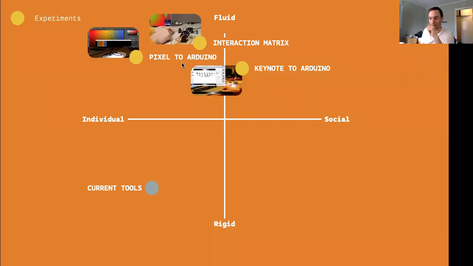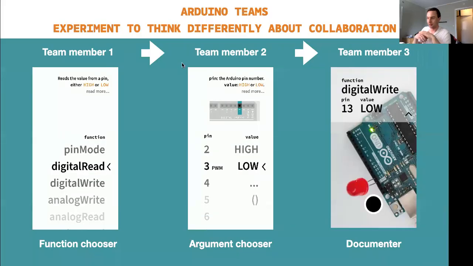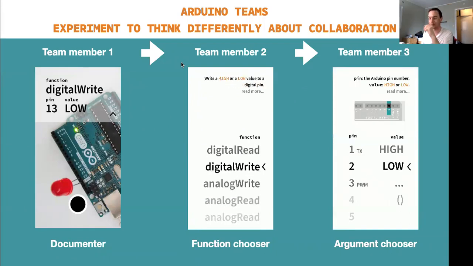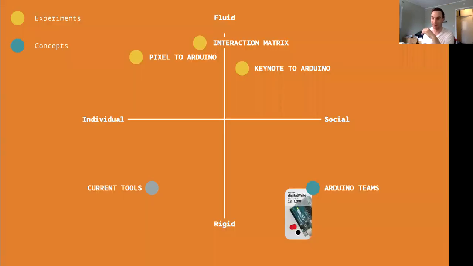So these tools are a bit more in the fluid end of the spectrum. They're not necessarily more social, some are more visible, so it's easier to share and understand together, but they are still mainly focused on individual interfaces. Then I focused on Arduino teams, which is the idea that you would have different roles and you would have to switch through the role each time. So you would have a documenter, a function chooser, and an argument chooser, and these have to work together to make the code happen. This is a bit more social, but it's also as rigid as it is today, because the way people interact is changed, but not really the way code works or the rigid nature of it.